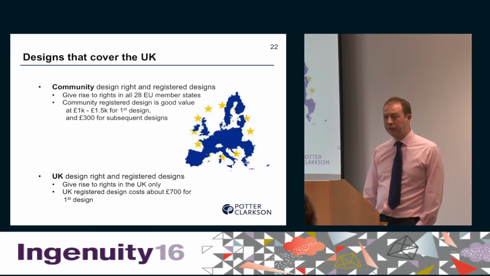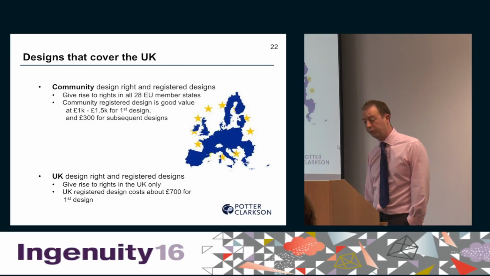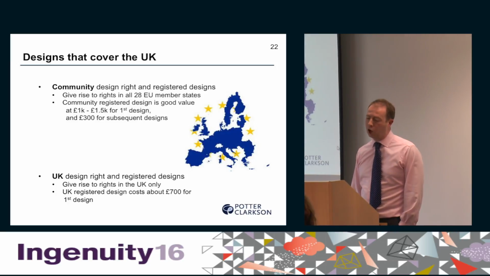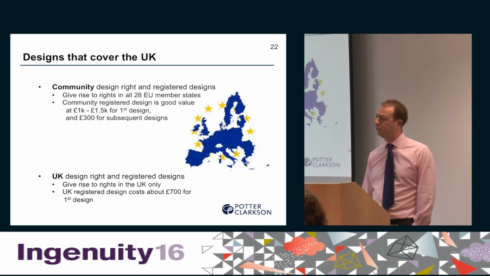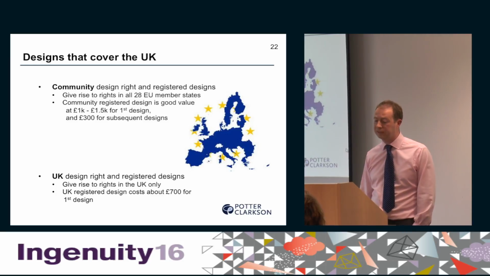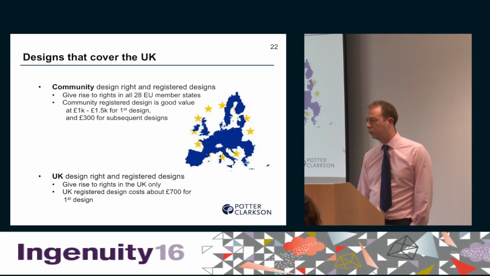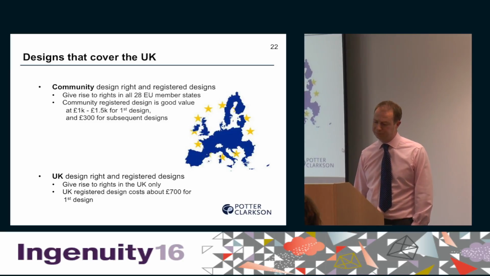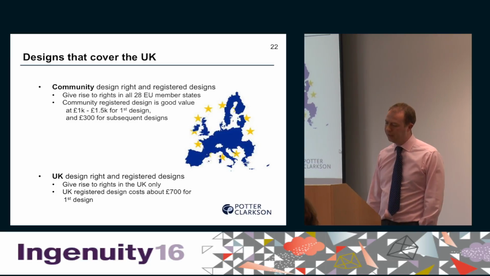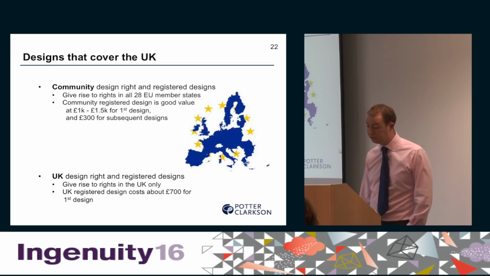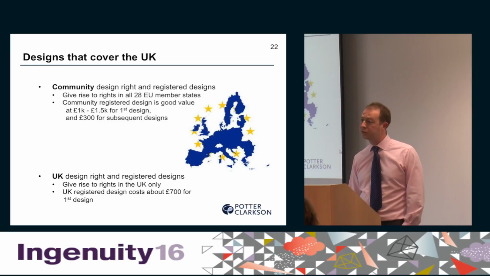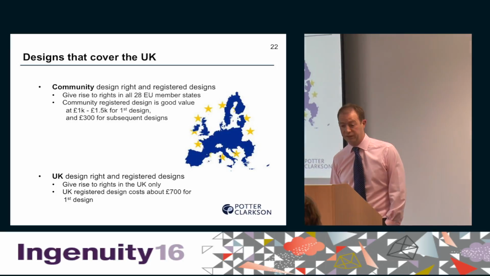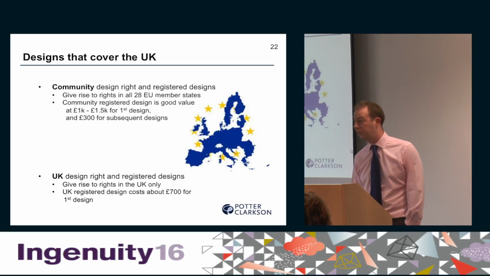So designs that can cover the UK, with designs being territorial rights again, of course. Community designs are good value for money. They give rise to rights in all 28 EU member states. They might cost £1,000 to £1,500 for a first design and a few £100 for subsequent designs. And if you compare that with the costs of a UK national registered design, it's about half the cost, but only covers one country.